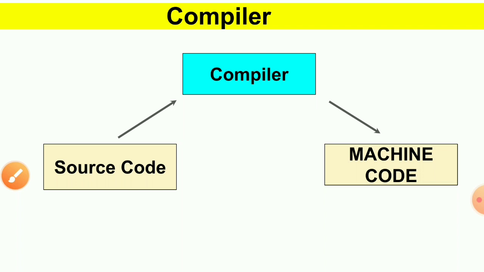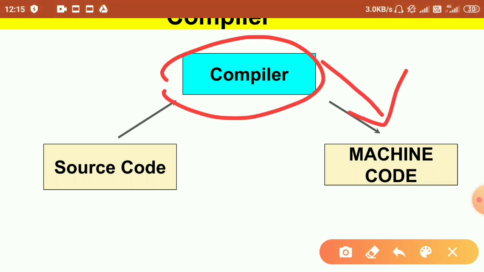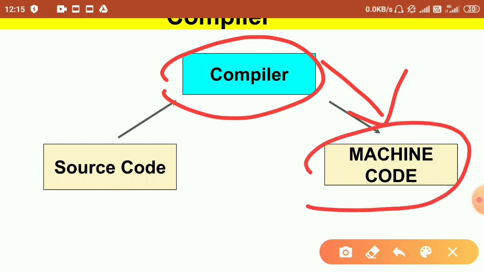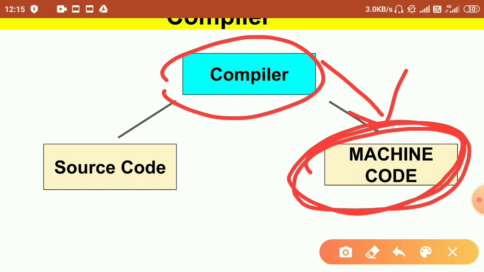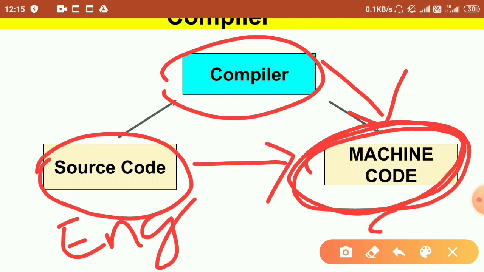In this diagram I've shown how the source code, your source program, goes to a compiler and the compiler produces another piece of code, and that piece of code is the machine language code. It's the machine code, whereas your source code is in the form of high level language, similar to the English language. So this gets converted to zeros and ones with the help of a compiler.